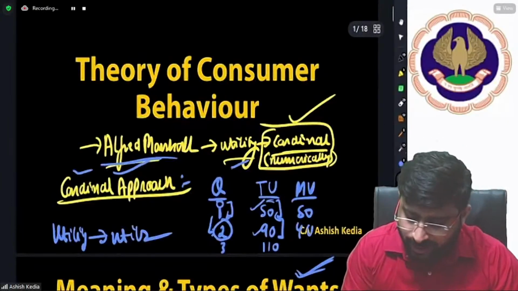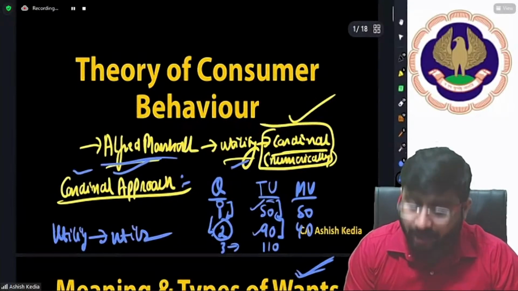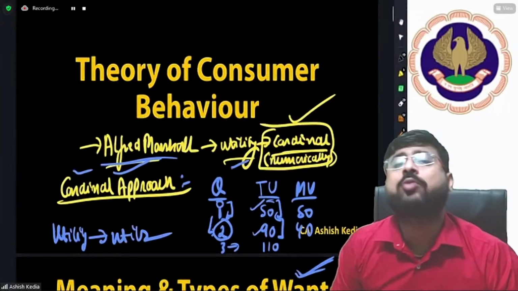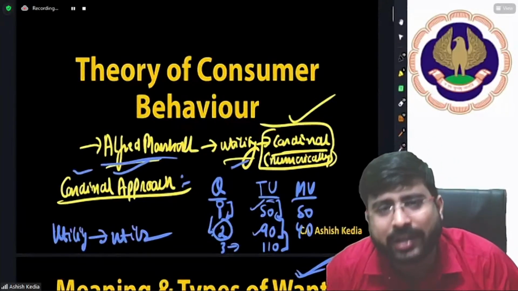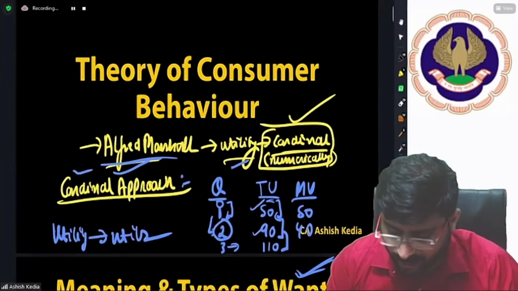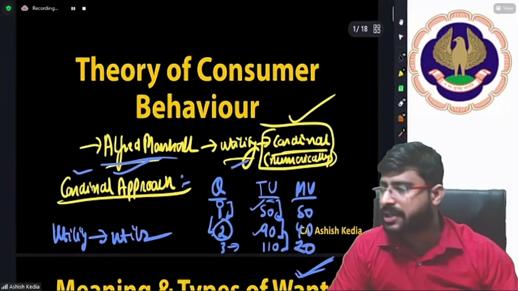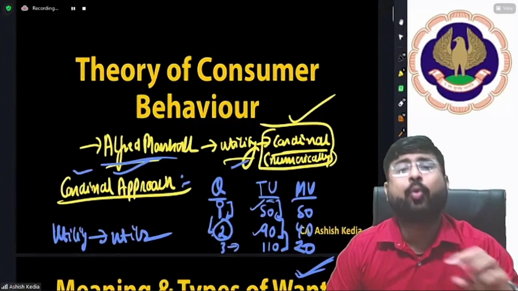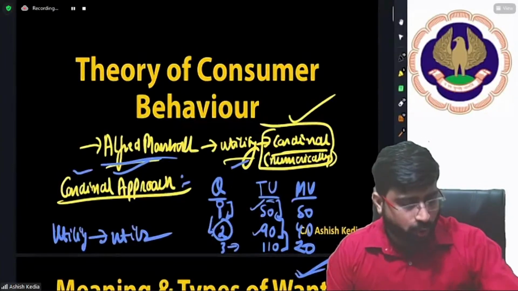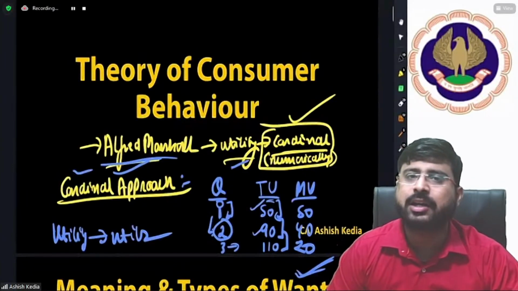And again, for the third unit, just because of the third unit, by how much did it increase? From 90, it became 110. So it increased by 20. So here the value will be 20. Got it, sir? This is what marginal utility is. Change in total utility due to one additional unit consumed.